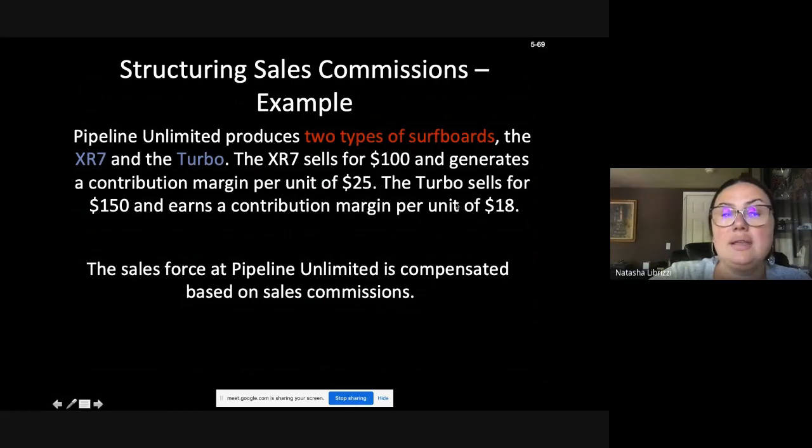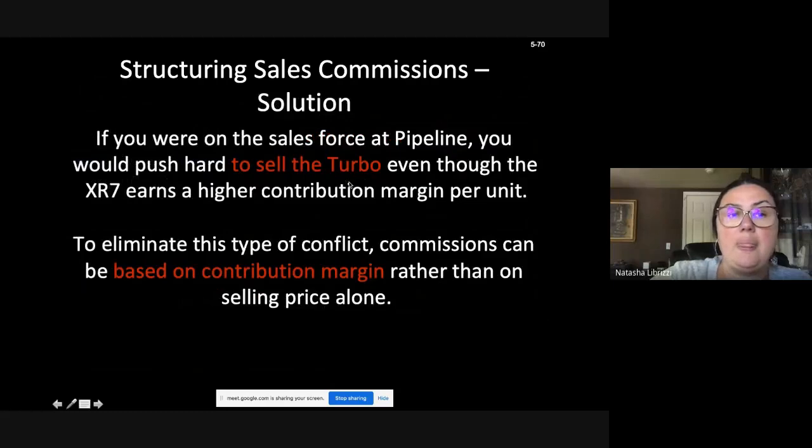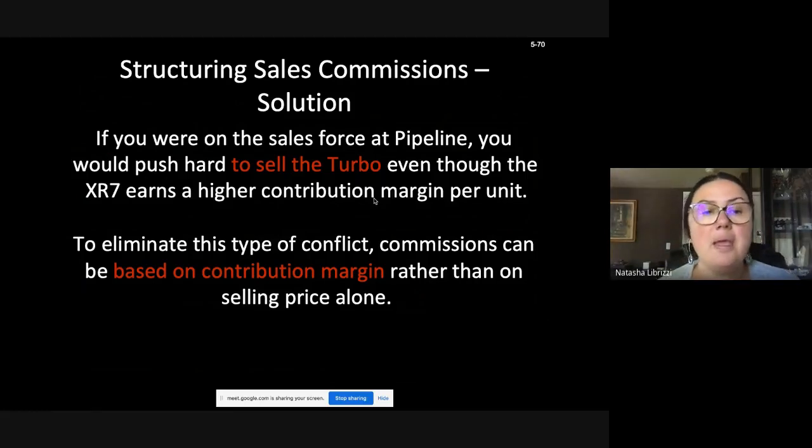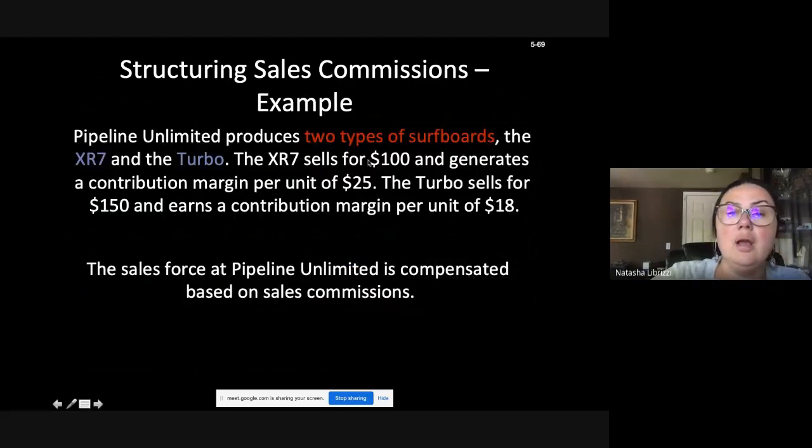So obviously, if you're getting compensated, you want to have a higher number. Again, if you are on the sales force, you would want to push the Turbo harder, even though the XR7 earns a higher contribution margin per unit, because you're getting paid based on the dollar figure. So to limit this type of conflict, and this is more of an HR question, commissions can be based on contribution margin rather than selling price alone.